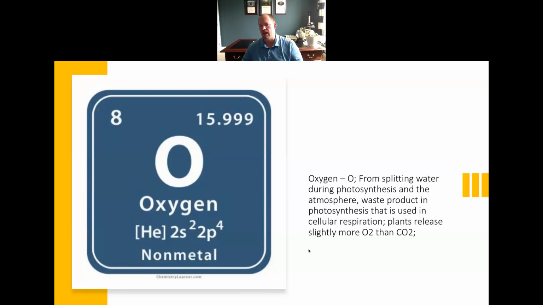Oxygen is derived from splitting of the water during photosynthesis. It's coming out of the atmosphere. It's also coming out of the water as the water is being taken up in the plant. So a couple different ways that the plant is getting oxygen. So again, during photosynthesis, oxygen ends up being a waste byproduct of the photosynthesis process.